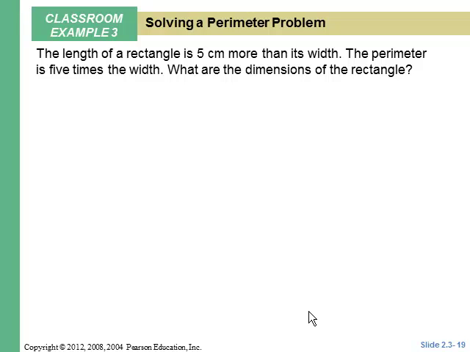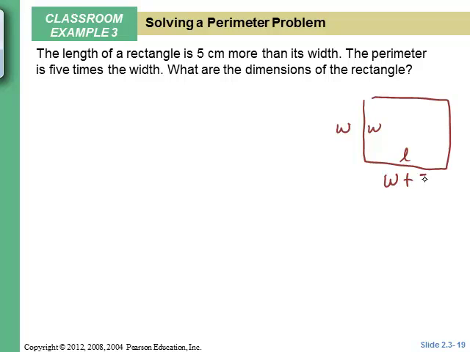The length of the rectangle is 5 centimeters more than the width. First thing I'm going to do is draw a picture. Here's the length and here's the width. The perimeter is 5 times the width. What are the dimensions of the rectangle? Okay, so we've got the width. This is the width plus 5 because it says 5 more than the width.